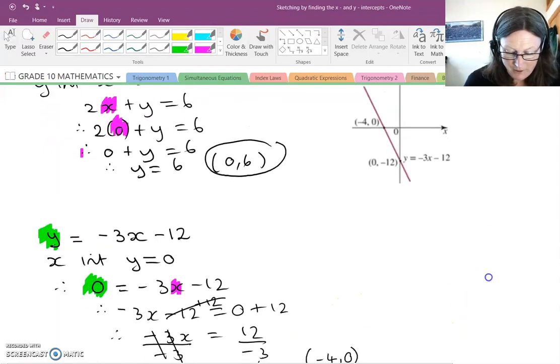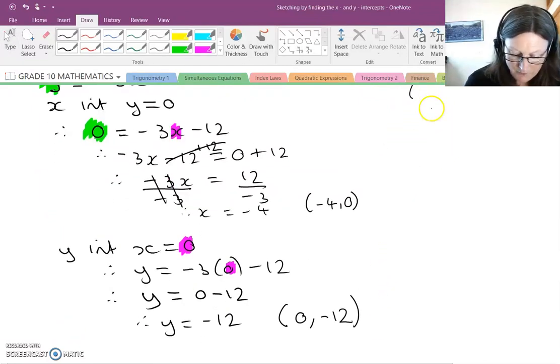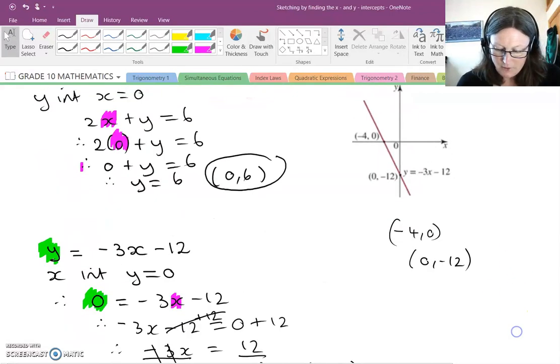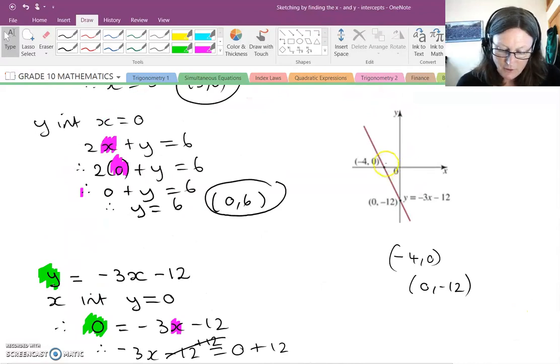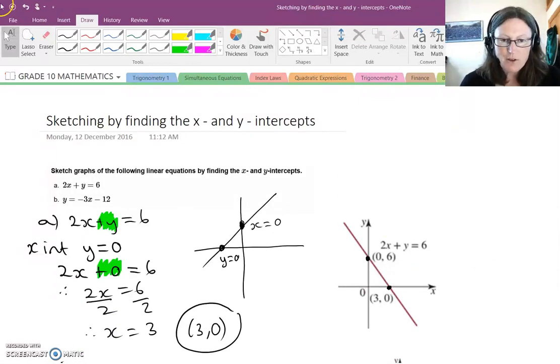So going back up and looking here, remember our x-intercept is -4, 0. Our y-intercept was 0, -12. So I plot those points, go across to -4, 0, go down to 0, -12, plot those, and then sketch a straight line between them, and we have just sketched those two graphs of the linear equations by using the x and y intercept method.